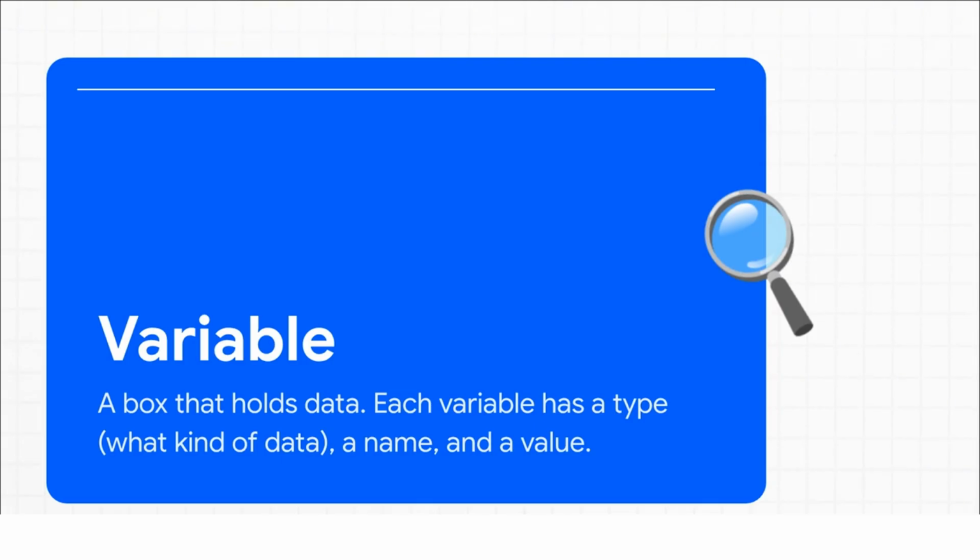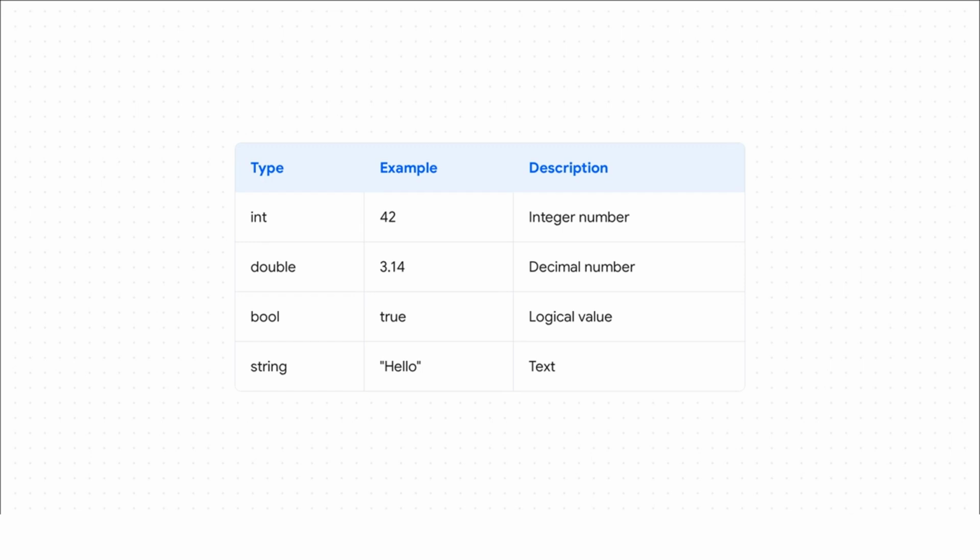Honestly, the easiest way to think of it is just like a labeled box. That's it. It's a container in your computer's memory that you give a name to, and then you can store a piece of information inside that box to use later. And just like in the real world, you have different kinds of boxes for different kinds of stuff, right? It's the same in code.